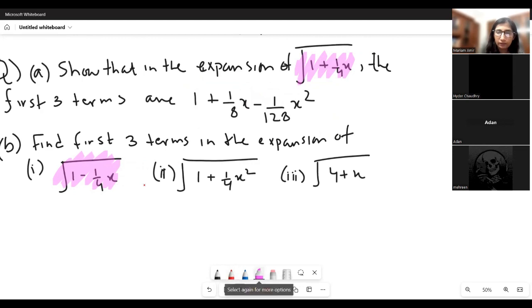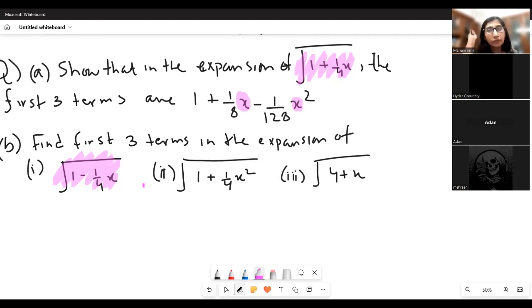This x will become negative and this x will become negative. So would you like to change your answer slightly, Heather? Yes. How? What is the answer now? Minus 3 over 128 x squared.